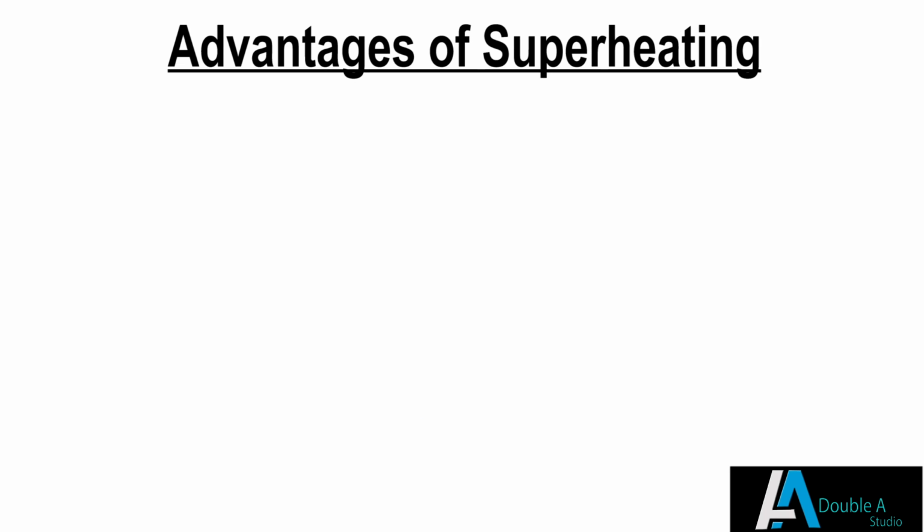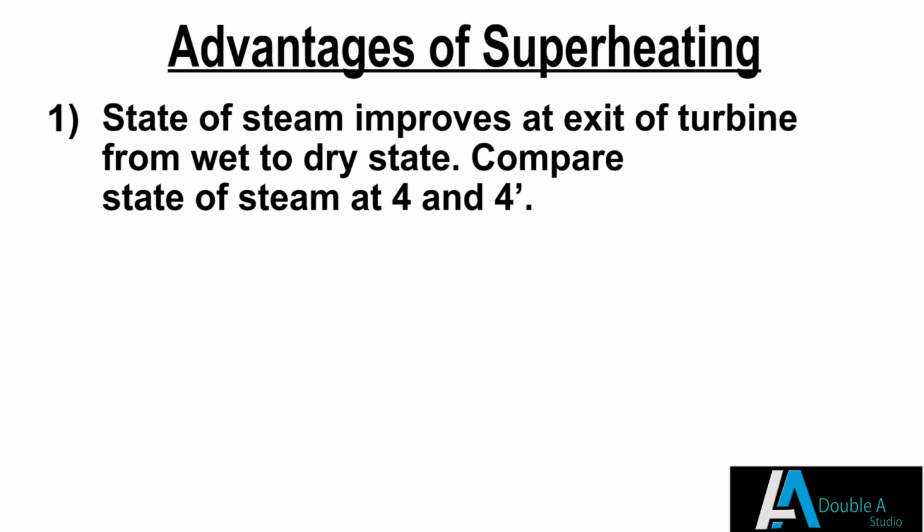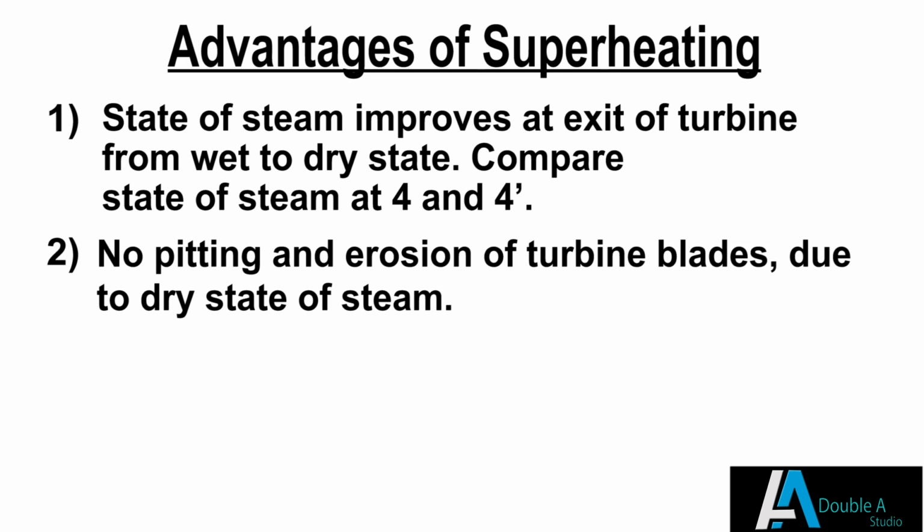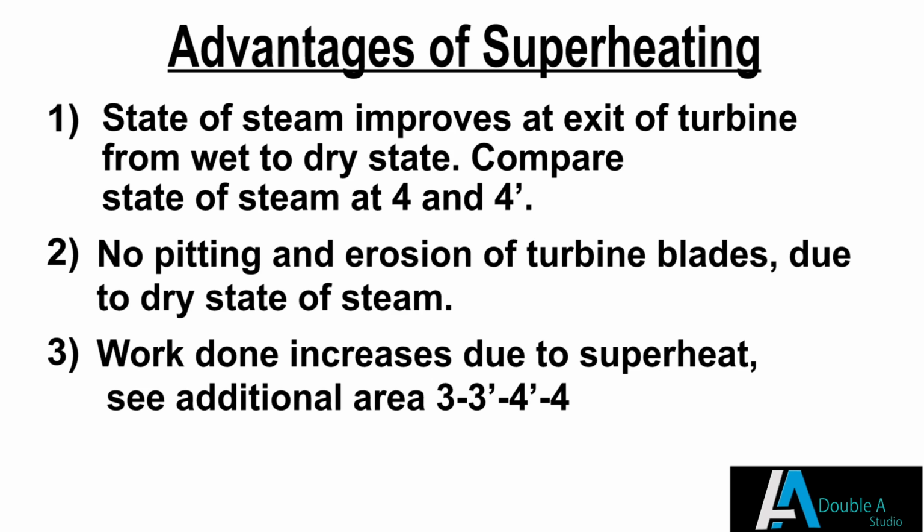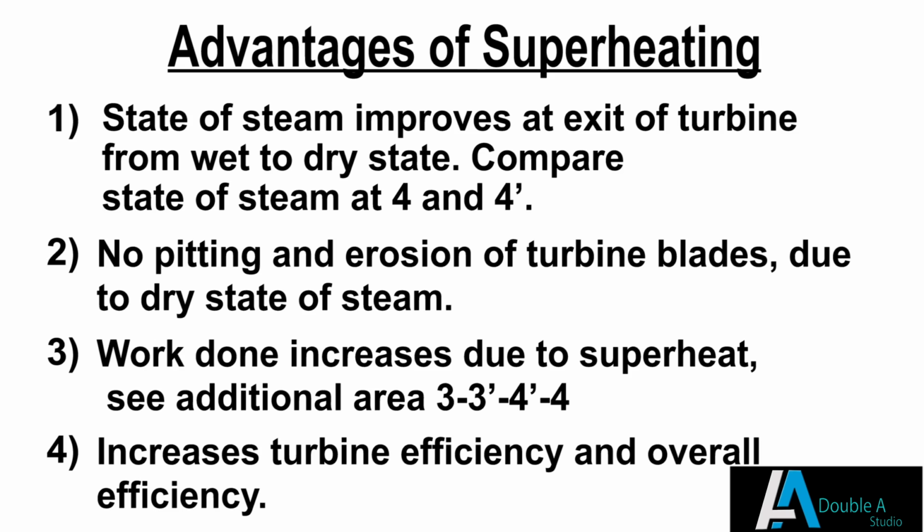Advantages of superheating can be summarized as: state of steam improves at exit of turbine from wet to dry state. In graph, it shifts from 4 to 4 dash. No pitting and erosion of turbine blades due to dry state of steam. Work done increases due to superheat. See additional area 3 to 3 dash, 4 dash to 4. Increases turbine efficiency and overall efficiency.